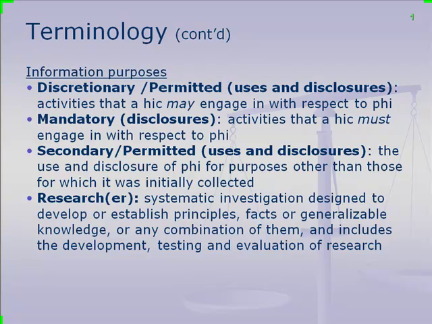Let's go now to information purposes. In the uses and disclosures, we've got discretionary uses and disclosures, and these may also be called permitted uses and disclosures in certain cases. So these are, for example, a disclosure of personal health information that a HIC may do. They don't have to. There's no obligation. They can exercise their discretion to disclose or not disclose.